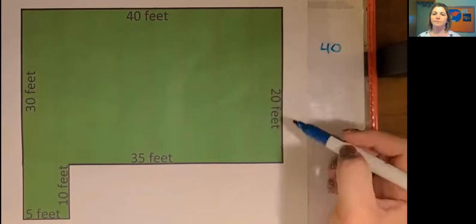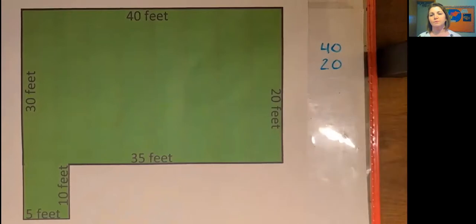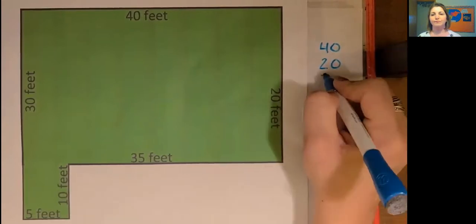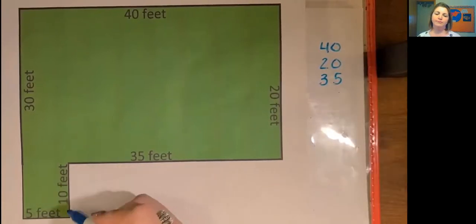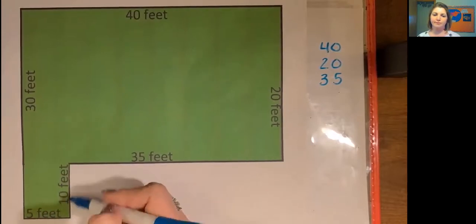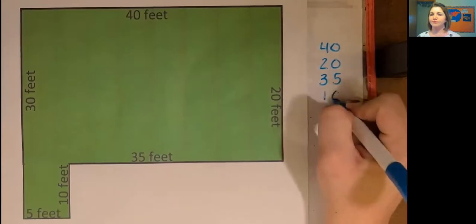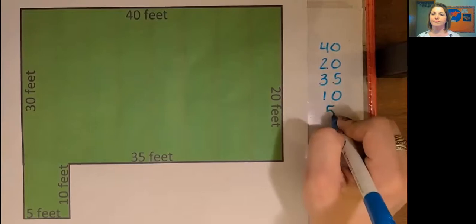Then along this side, the length of that part of the fence is 20 feet. Down here is 35 feet. Over here, I can't forget this little piece down here. My dogs like to run there, and that's where I need the fence the most. So this little piece here is 10 feet. I have a piece at the front that's 5 feet.